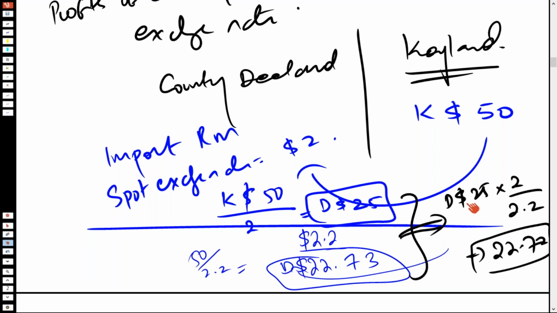Dixon, all that I have done is I said, okay, you have 25 D-land dollars. You have to convert this 25 back to 50 and then divide by 2.2.